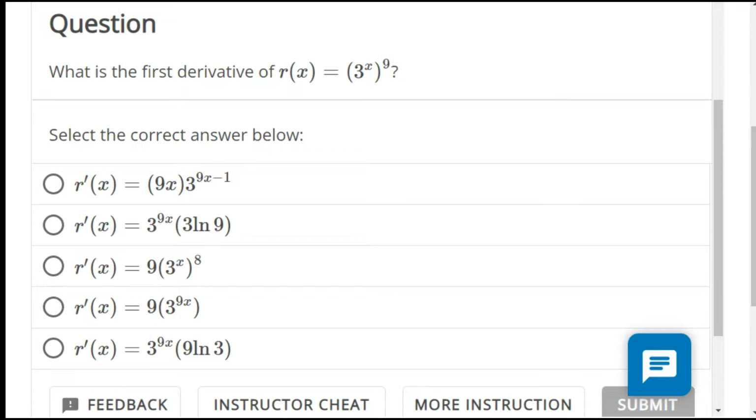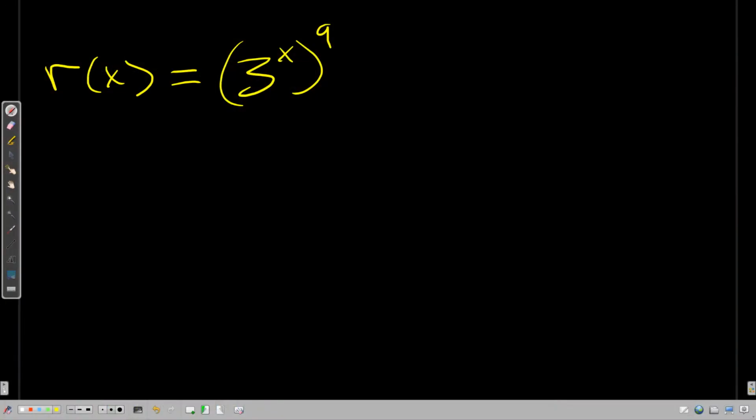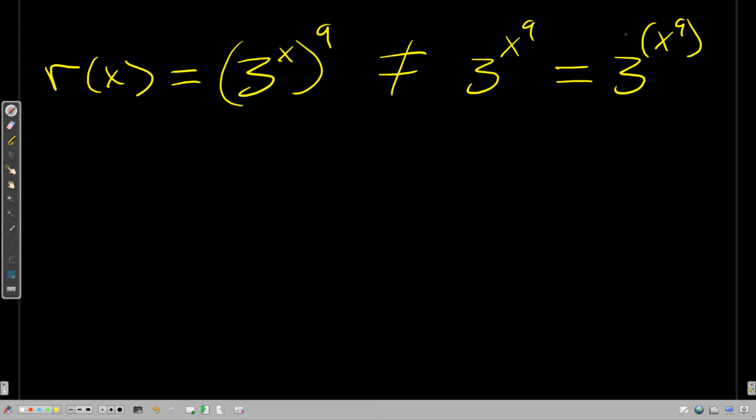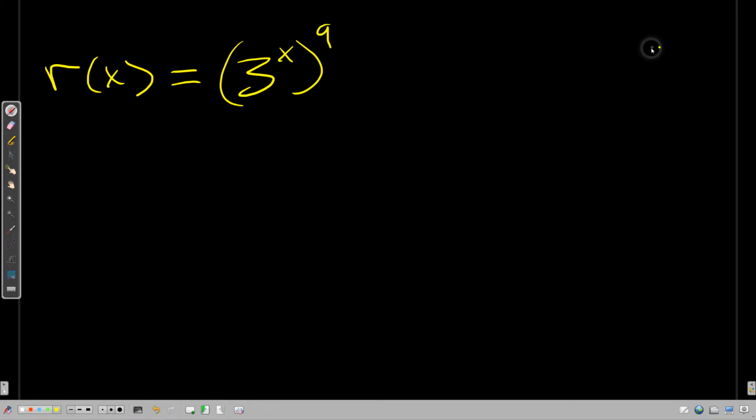Here they want the first derivative of this function r of x, given to us as 3 to the power of x to the power of 9. Note that this does not say 3 to the x to the 9, because if it did, you would be reading it as 3 with an exponent of x to the 9. And they would have different derivatives because they're different functions. Since it does not say that, why would we do this the hard way?